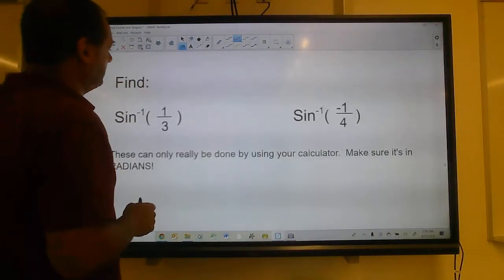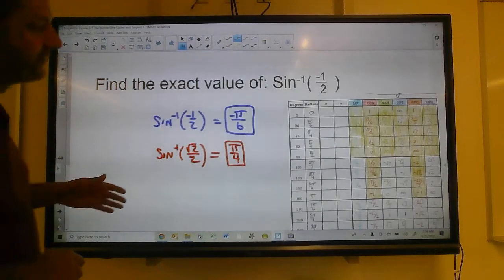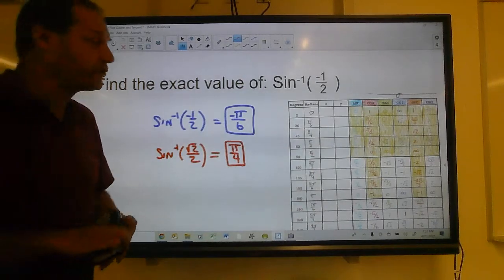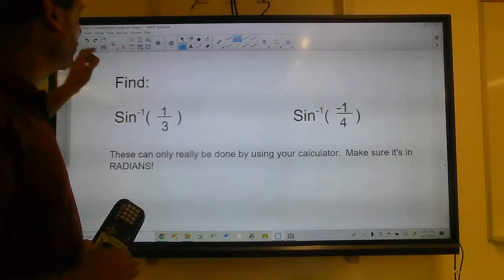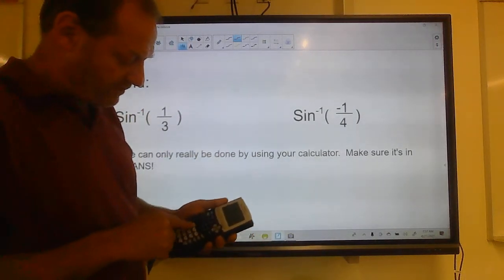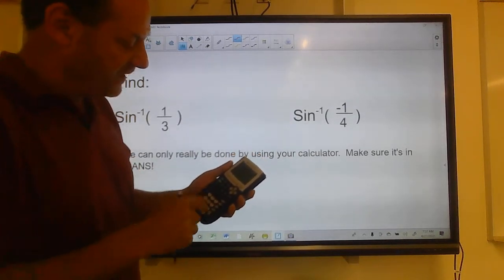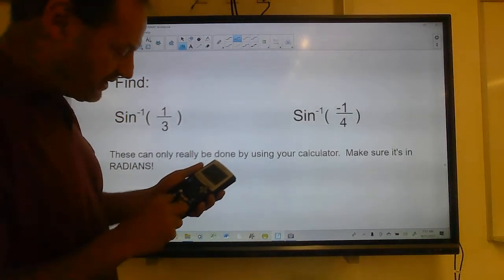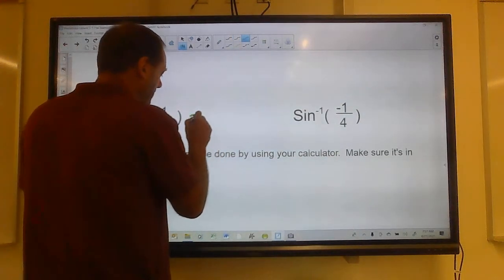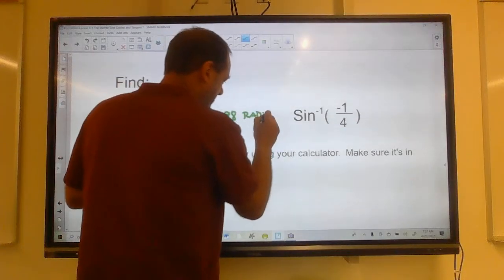So what about something like arc sine of 1/3? There's no 1/3 on here that I can use, so I'm going to have to use my graphing calculator for this. Make sure that your graphing calculator is in radians mode though. My sine key is 2 buttons above my 7. My arc sine is right above that, so I go second sine. It gives me the arc sine, 1 divided by 3, and then close the parentheses. You hit enter, and this is going to be approximately 0.3398 radians.